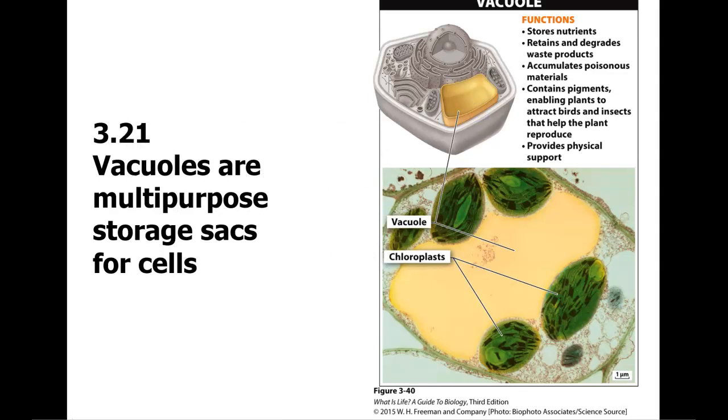Vacuoles are going to be multi-purpose storage sacs within the cell. We talked about how in plants you have a large central vacuole, which contains water, but you're going to have vacuoles that contain other substances as well throughout the cell. For example, the lysosome is going to be a large vacuole that consists of different types of enzymes and acids that will break things down. So it's going to store nutrients, it can retain and degrade waste products, accumulate poisonous materials, contain pigments enabling plants to attract birds and insects to help them reproduce, and provide physical support, like in the large central vacuole filled with water.